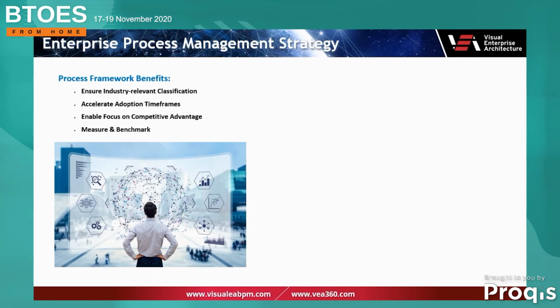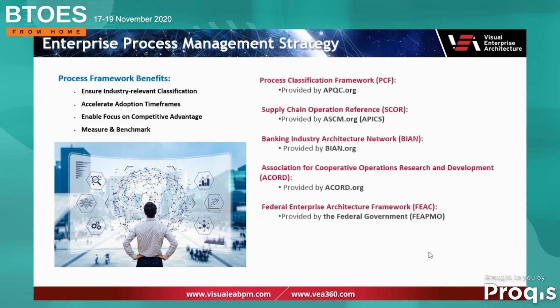You need to focus on competitive advantage. What is it that's unique about your processes that sets you apart from your competitors? Use of an industry-relevant framework enables you to compare yourself with other peers within your industry. Industry frameworks are the easiest way for you to refocus this energy on those areas of your business that require more time and resources. Some examples of industry-relevant frameworks include the Process Classification Framework, or PCF, the Supply Chain Operation Reference Model, or SCOR, BIAN, the Banking Industry Architecture Network, as well as ACORD and FIAT.